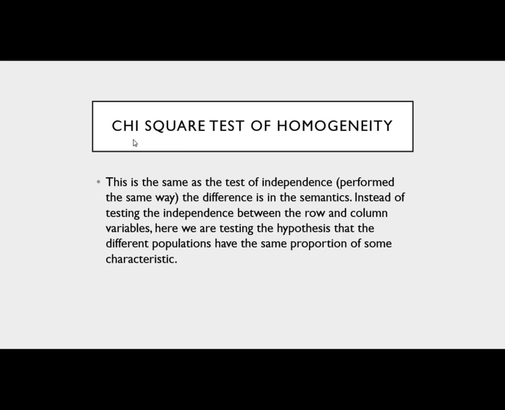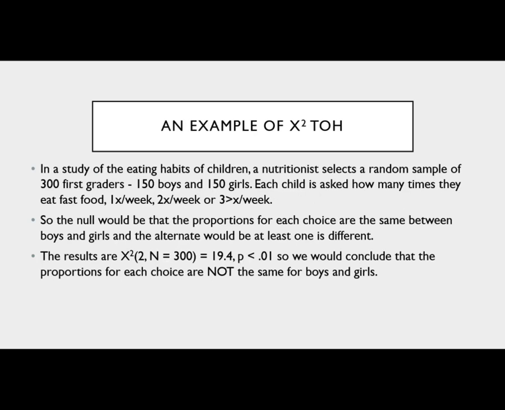Okay, so now we have a chi-square test of homogeneity. It is the same test as the test of independence, but it's just a semantic difference. Instead of testing the independence between the row and the column, we are testing the hypothesis that the different populations have the same proportion of some characteristic. For example, this is a test of homogeneity.